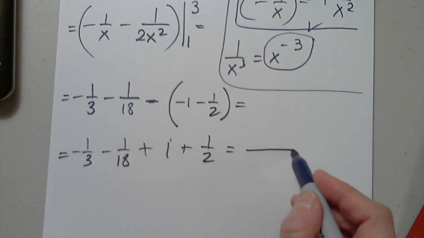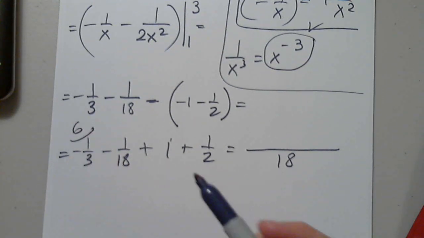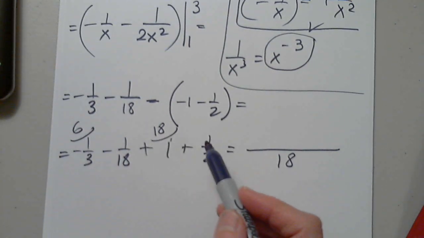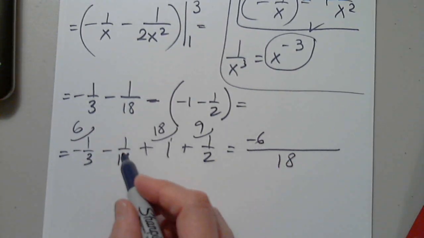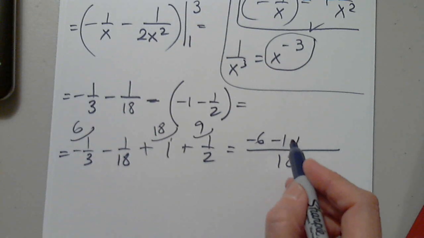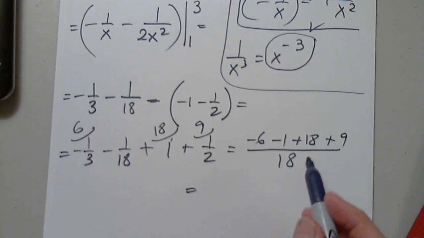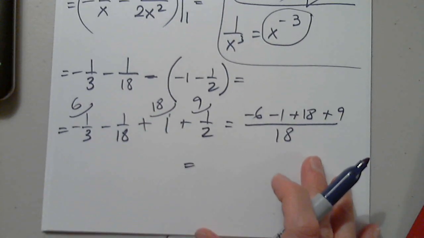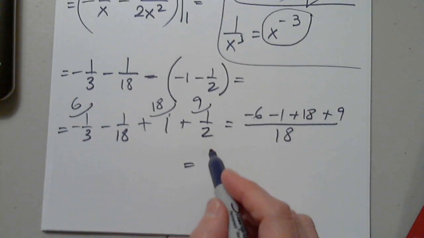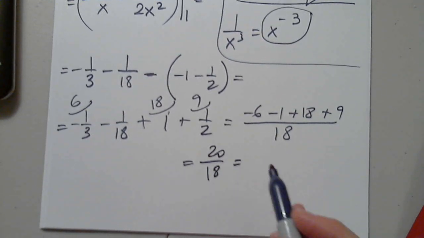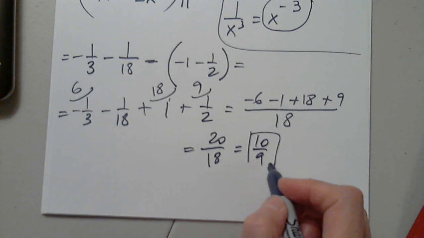The least common denominator is 18. This one needs a 6. This one needs an 18. And this one needs a 9. Negative 6 minus 1 plus 18 plus 9. Do not try to simplify. That would be terrible. So 9 minus 7 is 2. So I have 20 over 18. And I will simplify by 2, and I get 10/9.